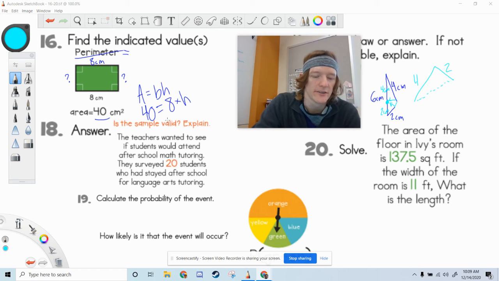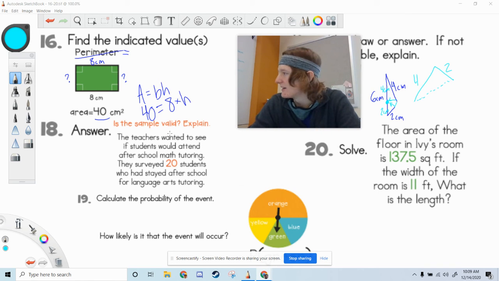Number 18, we need to know, is this a valid sample? Is this a fair question? Did they ask the right people? Is the sample valid? The teachers wanted to see if students would attend after-school math tutoring. They surveyed 20 students who had stayed after school for language arts tutoring. So we need to know, did they ask a biased question? Did they ask a fair amount of people is what I mean.